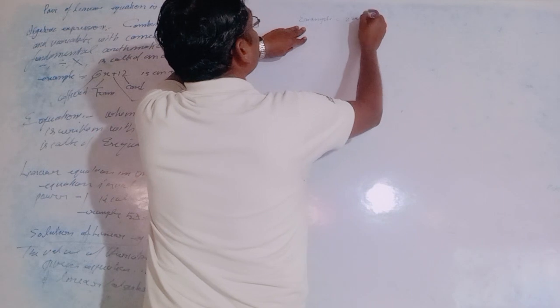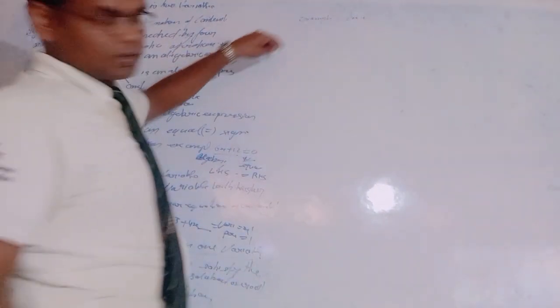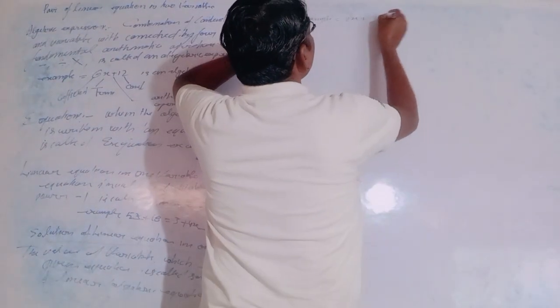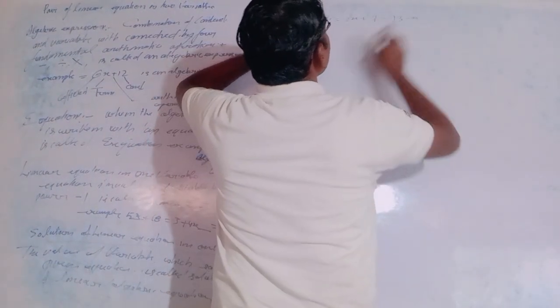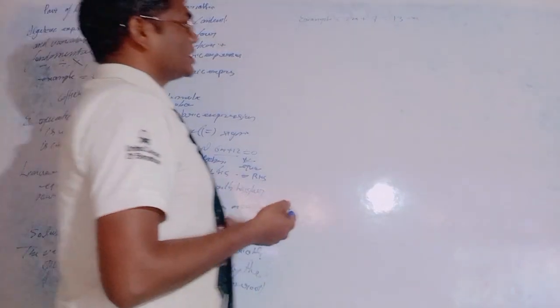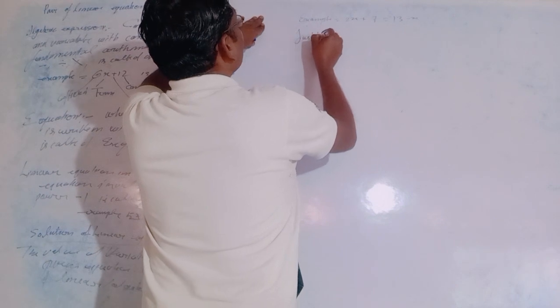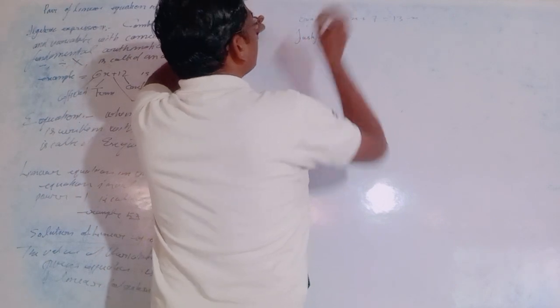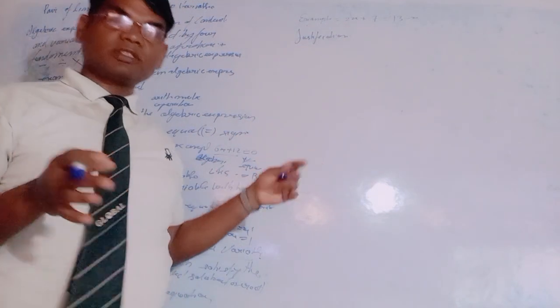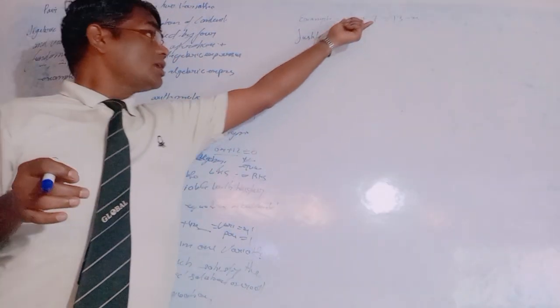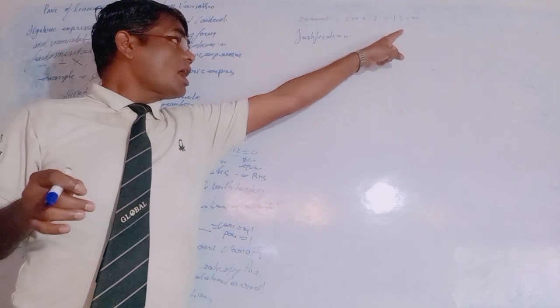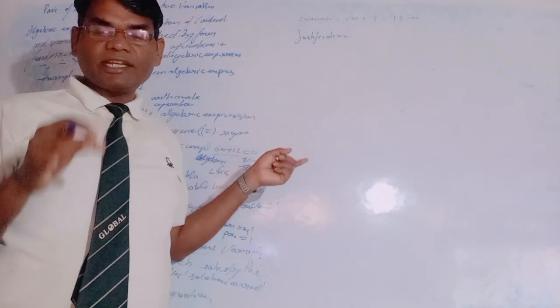Any equation we will take here: 2x plus 7 is equal to 13 minus x. Okay, 2x plus 7 is equal to 13 minus x. Here the algebraic expressions are given. So we will do the justification here. In the justification we will always see the LHS, the left hand side, and the RHS, the right hand side. We have two sides here.